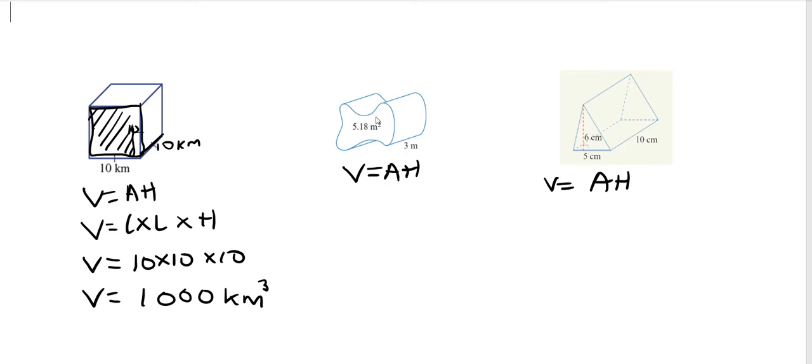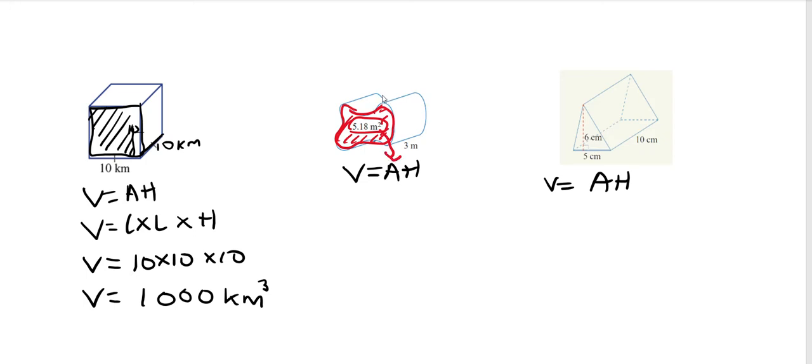Now this one here, I can see that they've actually told me what the area is. Here, that 5.18, it's saying 5.18 meters squared. So they've actually told me the area of the cross section. There's the area of that weird shape. Okay, they've actually told me that. So I already have the area, that is A.